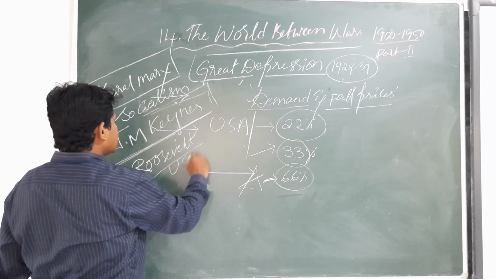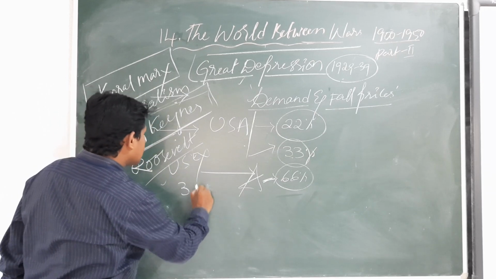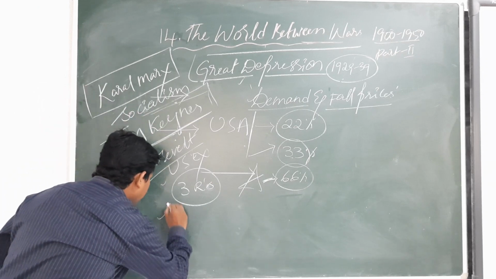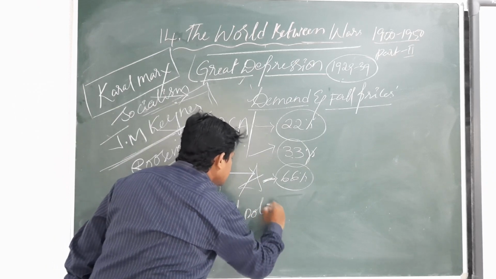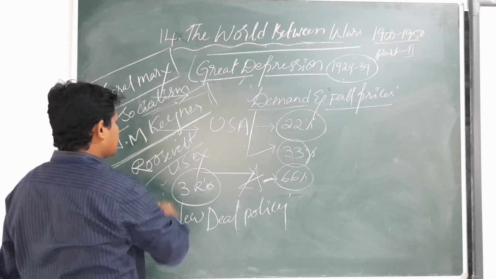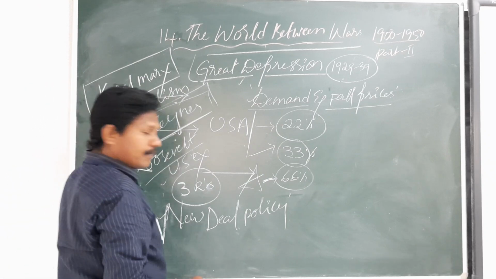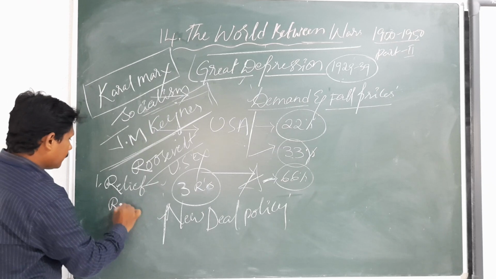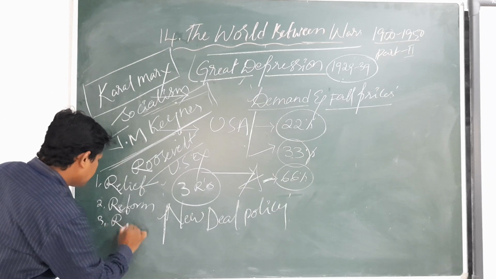Another one is Roosevelt, the US ex-president. Roosevelt created the 3 Rs and the New Deal policy. He introduced the 3 Rs: relief, reform, and the third one is recovery.